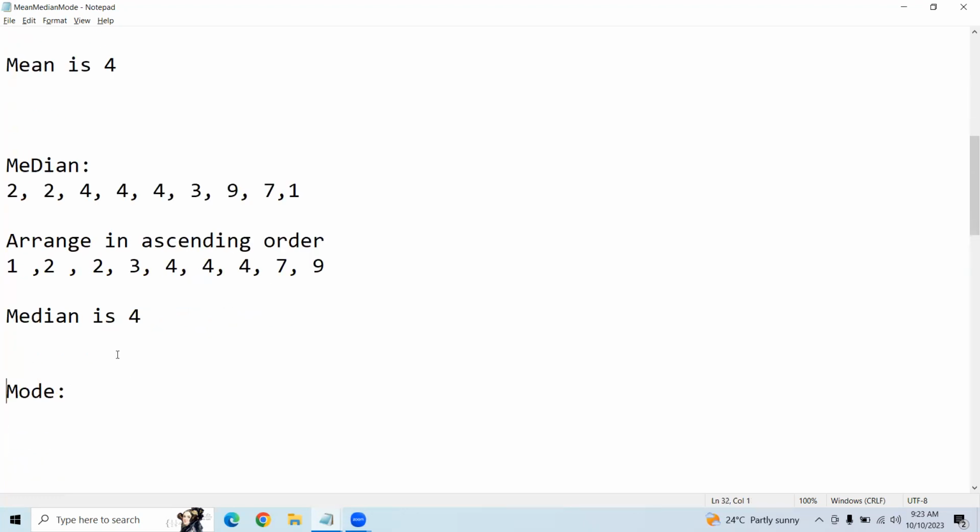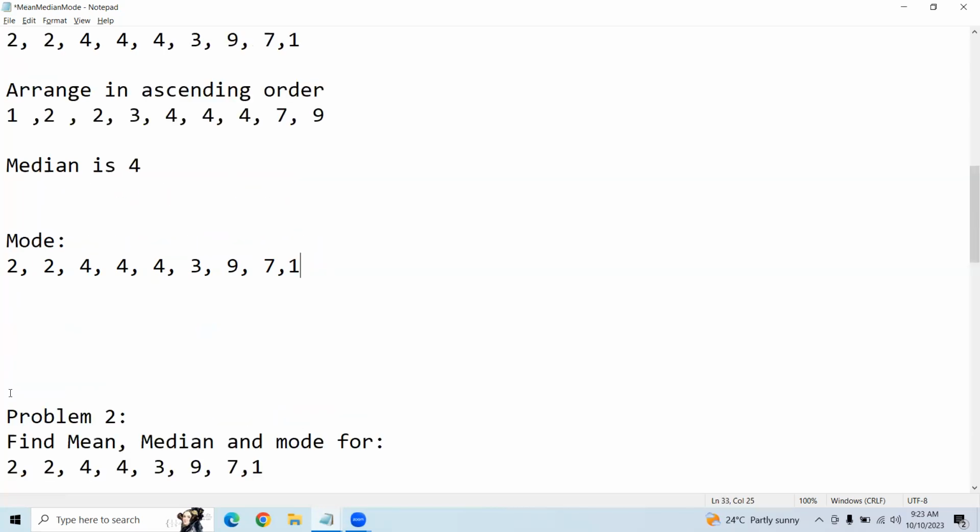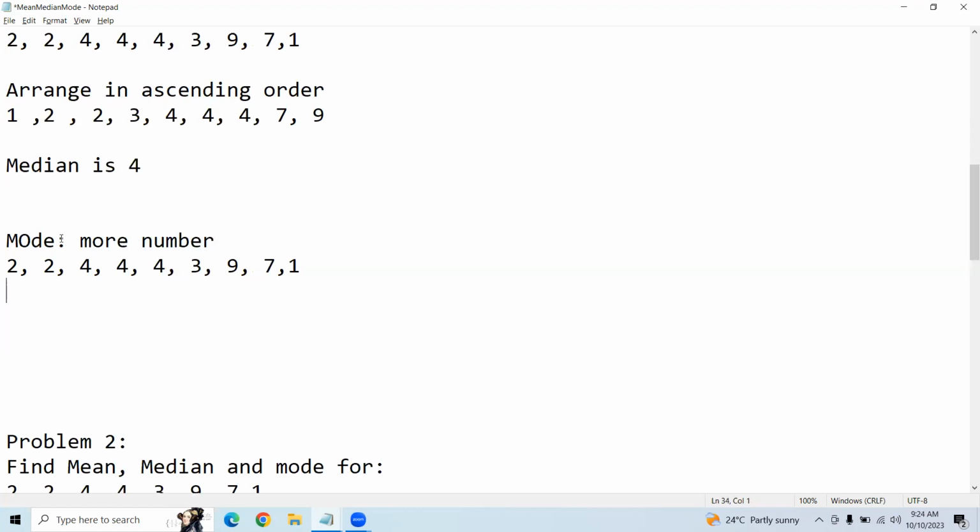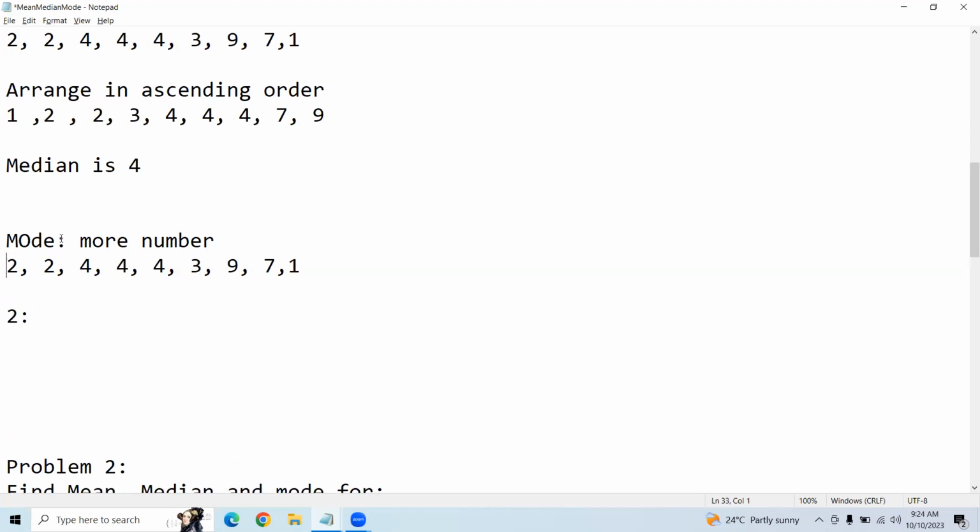Now let's look at mode. Let's write down these numbers once again. For mode, we write MO as capital. With that, you will recall it's the number that comes more number of times. So let's count each number, how many times it is coming. Let's start from 2. How many times do we have 2 over here? It's 2 times.